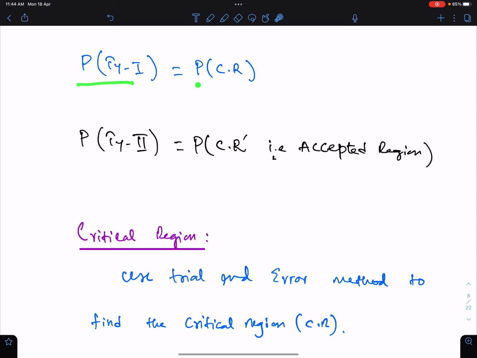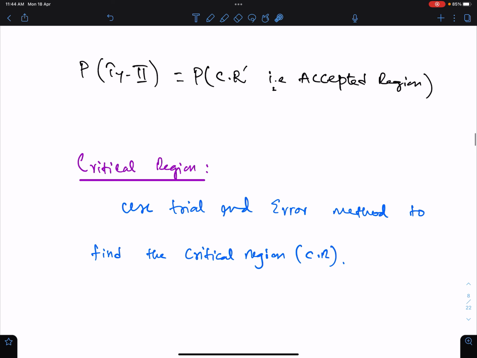Probability of type 1 error is the probability of the critical region, whereas probability of type 2 error is the probability of accepted region, or the complement of critical region. This is the complement of critical region. In discrete distributions, we find critical region by trial and error method.